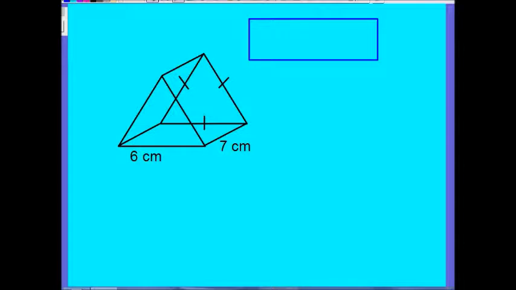So we want to make sure that we know that. So let's write that down. The base is going to be those equilateral triangles.